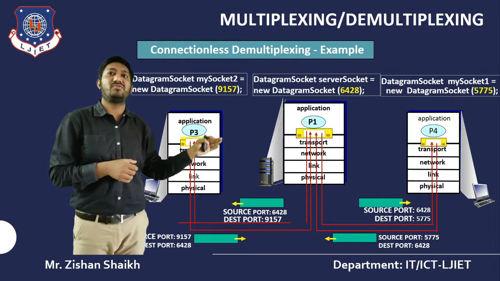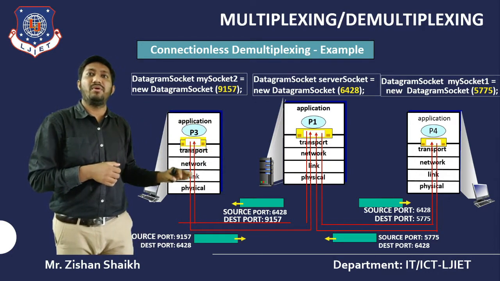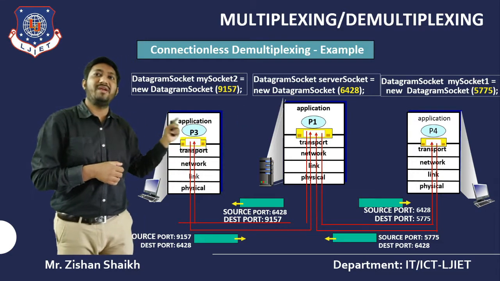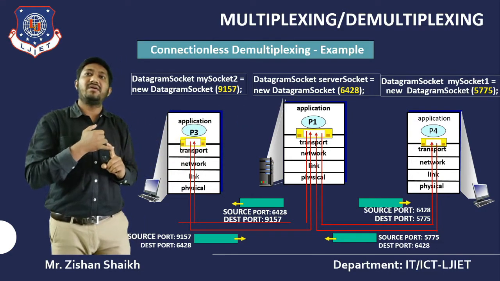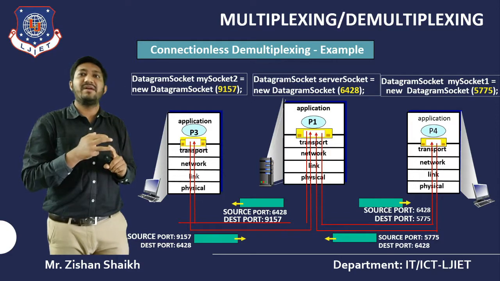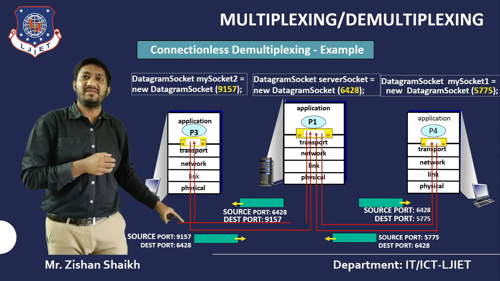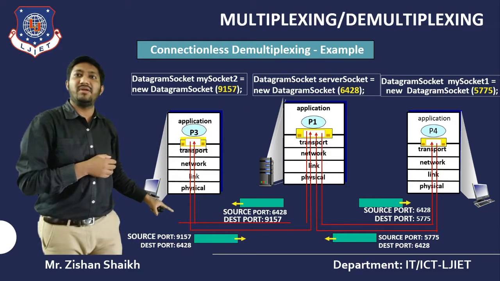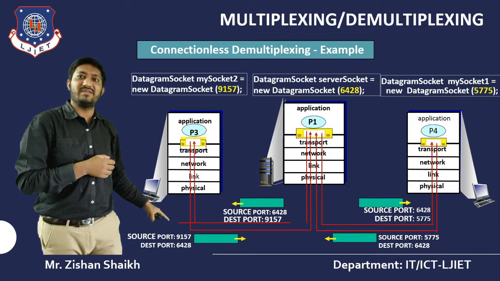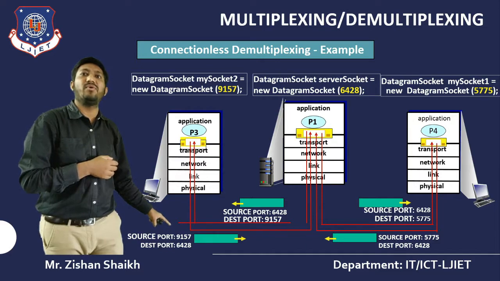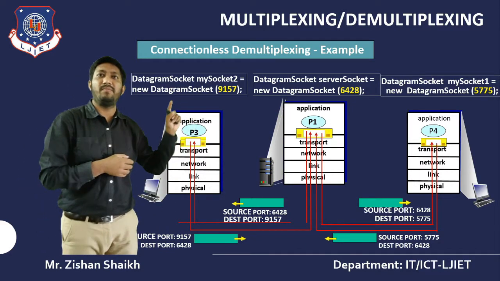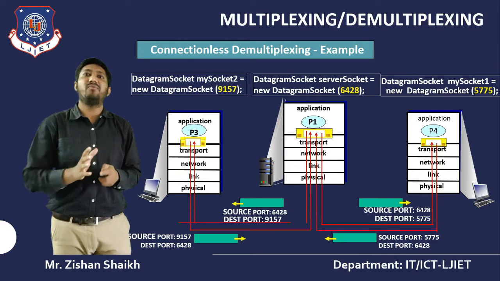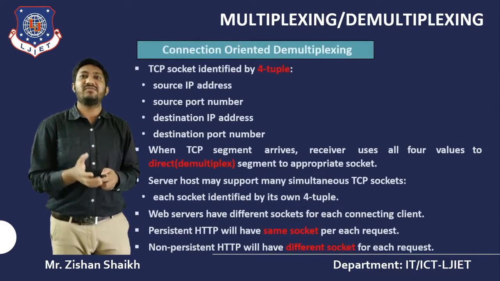So when P1 wants to send data to P2 or P3 or P4 here, it must set the source port number as well as the destination port number. Here we can see, when P3 wants to send data to P4, what happens? The source port number is 9157 and the destination is 6428. So 6428 is the port given to P1. So this is the basic idea of how connection-less demultiplexing works.